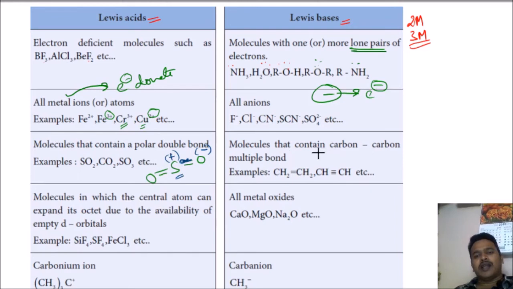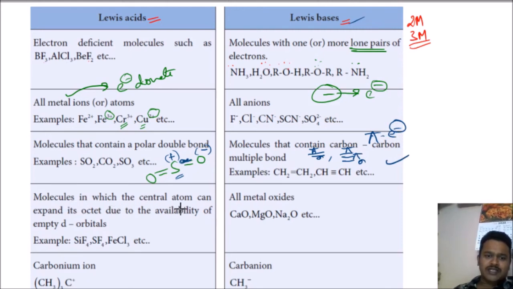Molecules that contain a carbon-carbon multiple bond. Multiple bond means double bond, otherwise triple bond. In a double bond, the first bond is a sigma bond, the second bond is a pi bond. Here the first bond is sigma, the second bond pi, the third bond also pi. Whenever a pi bond is there, pi bond is nothing but pi electrons, nothing but electron pairs. So they can donate. It comes under Lewis bases.